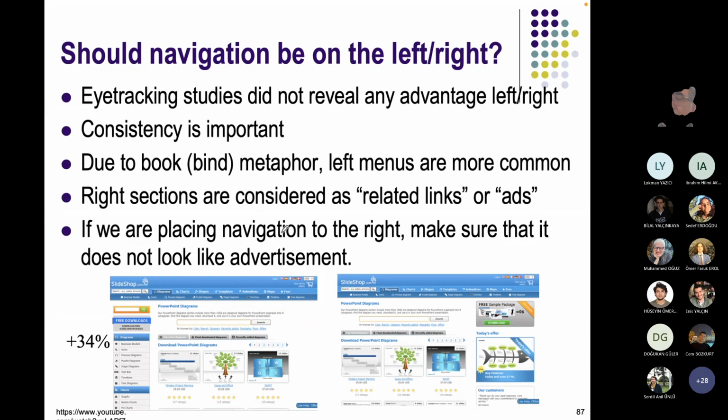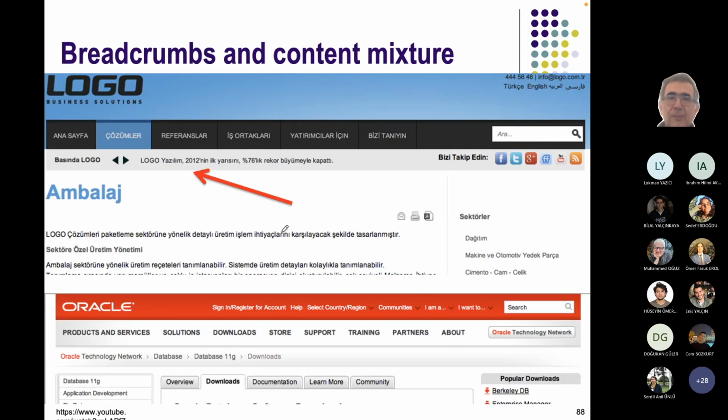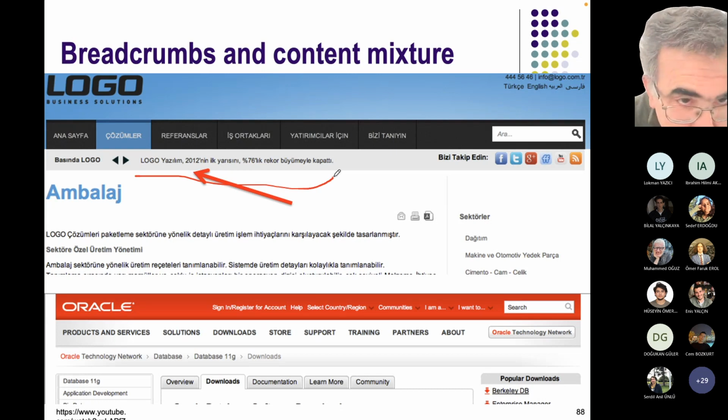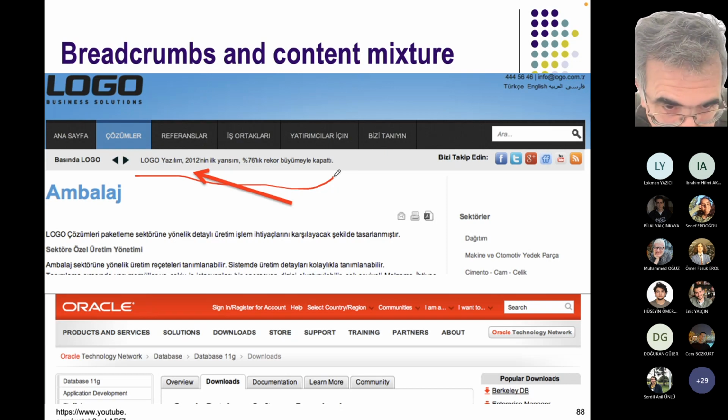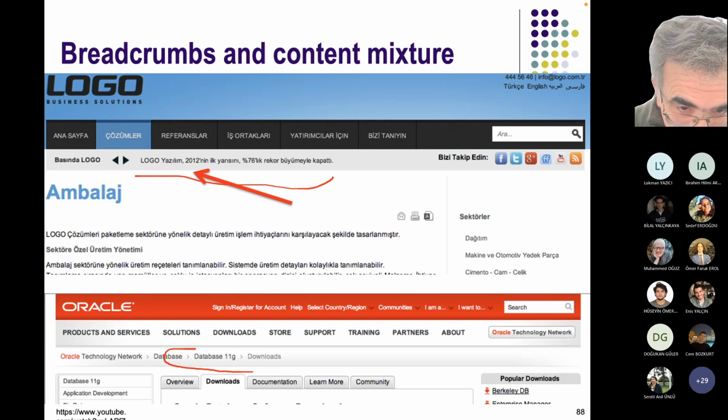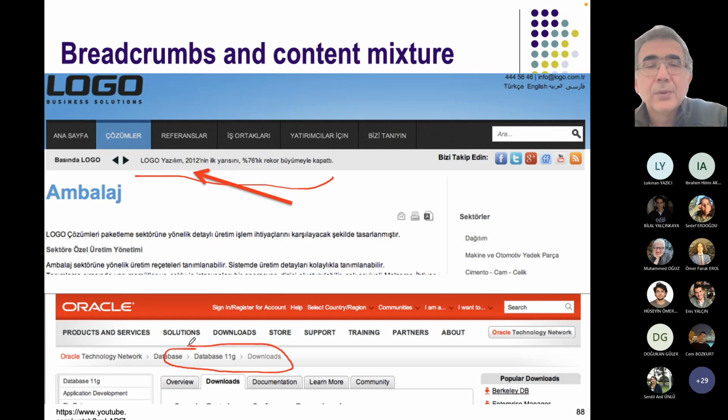If we are placing navigation on the right, make sure that it doesn't look like advertisement. This is important. Try to make breadcrumbs look different than the content. Here, the content looks like a breadcrumb. Okay, so that is the content, but it looks like a breadcrumb. We don't like it. A breadcrumb should be like this. This is correct.